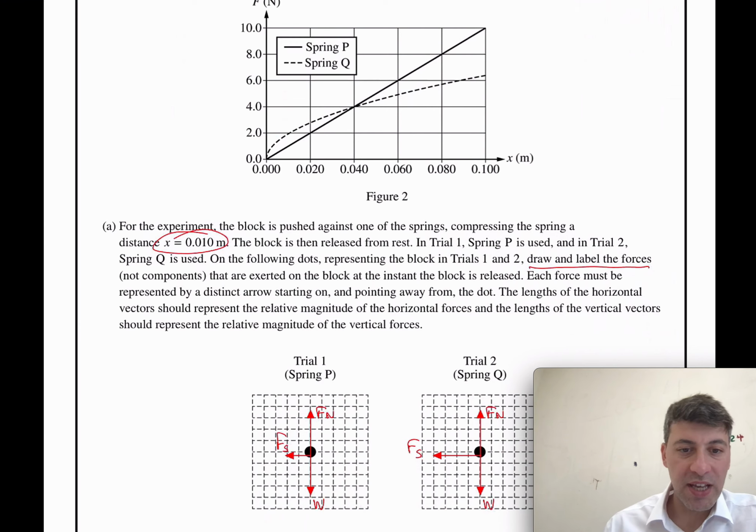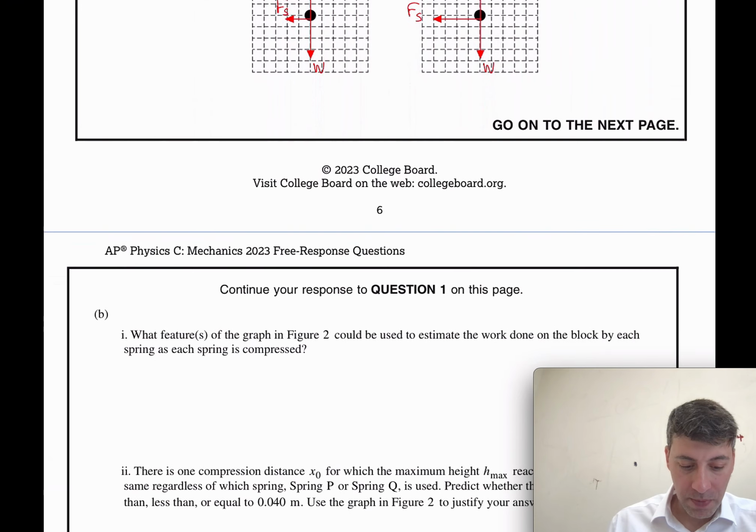So from this we get the length of the force by the spring in the case for spring Q and in the case for spring P. And we can move on to part 2.